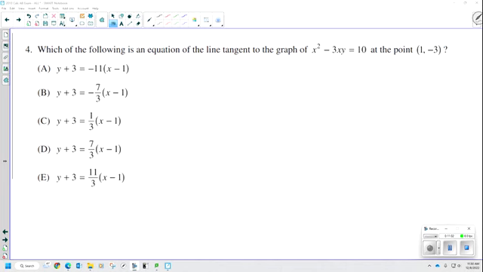Okay, we had a nice run with problems 1 through 3. Now we're going to do a little bit of work, which is fine because it's non-calculator, easy work.